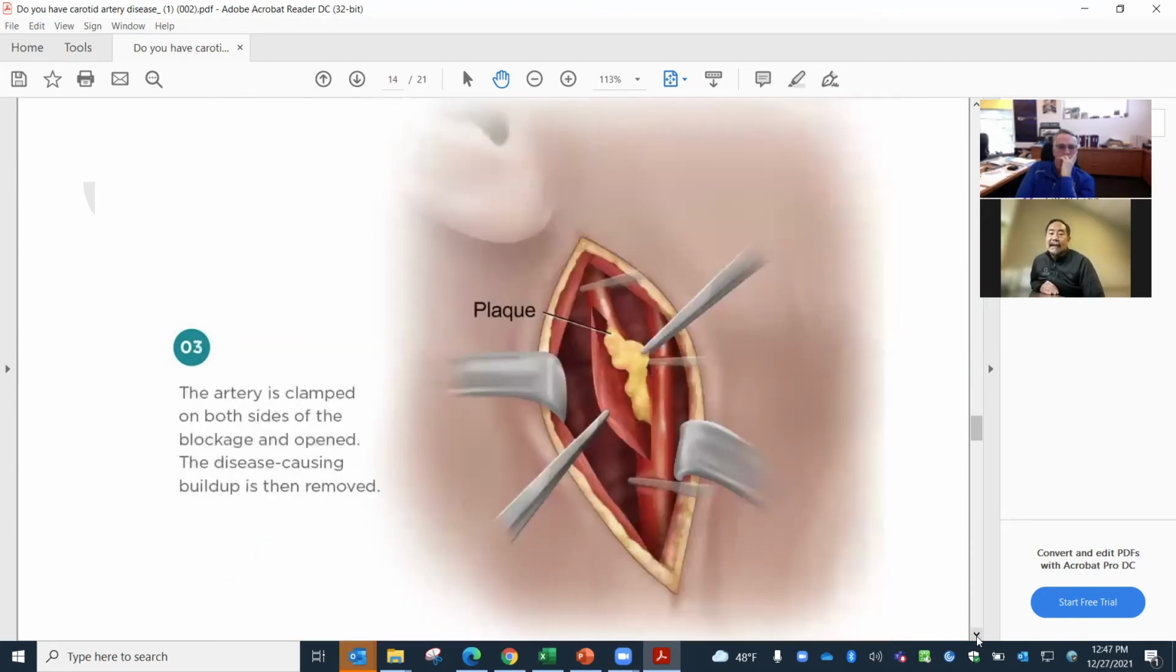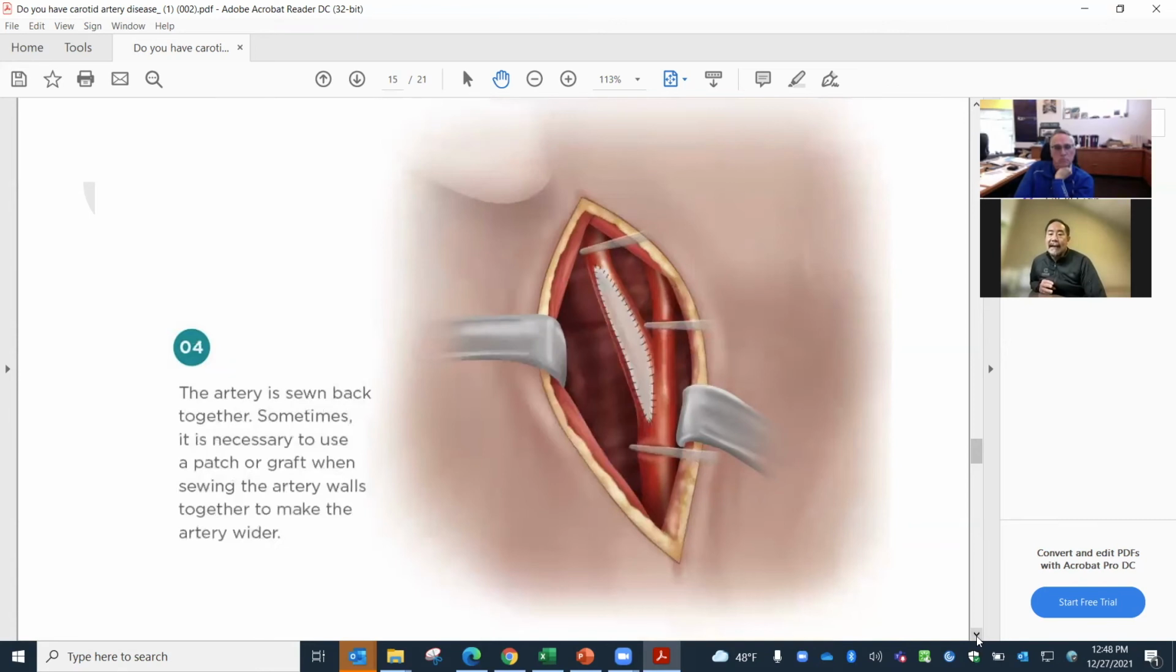Next slide. The artery is then clamped, so the blood flow to your brain is temporarily shut off. It's like turning the water off in the house when you're working on plumbing. And then the artery is cut open lengthwise. And this picture here depicts the plaque being shelled out. There's a clean area outside of the plaque within the layers of the artery itself, in which the plaque is shelled out from top to bottom.